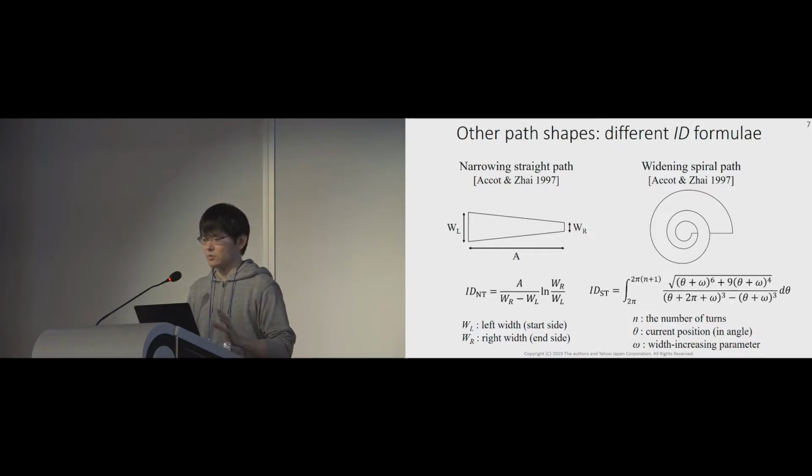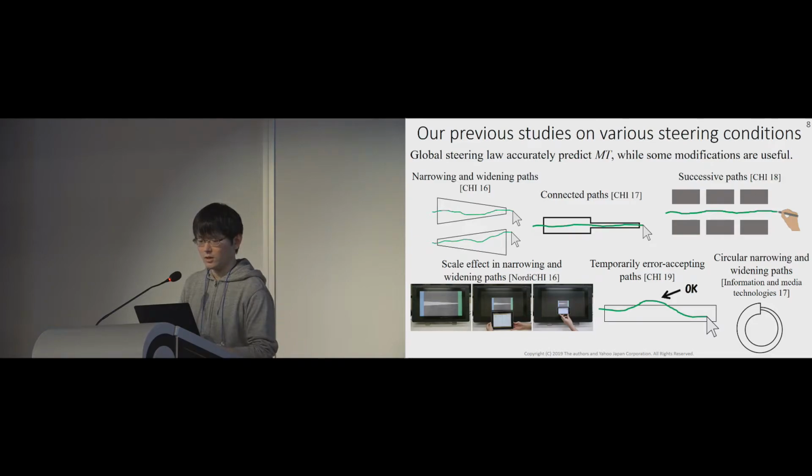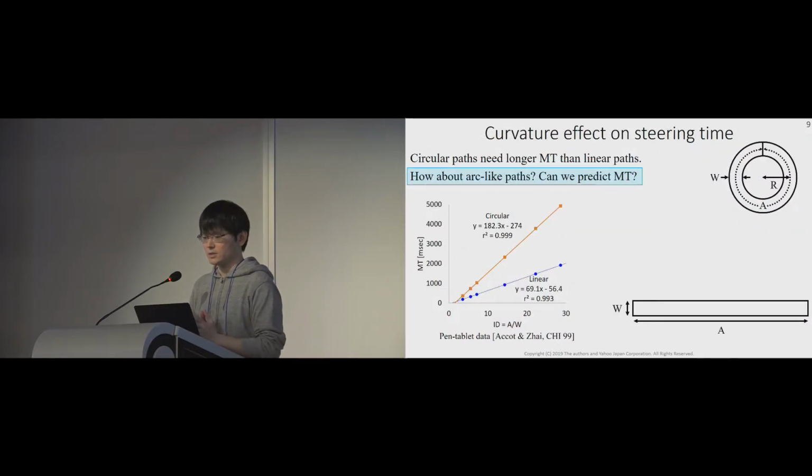And our research group has also studied the robustness of the steering law. These are the examples of our previous studies. So we have reported that the global steering law can predict the movement time very accurately. And in our present research, we challenge a new topic on the model generality. That is the effect of curvature.